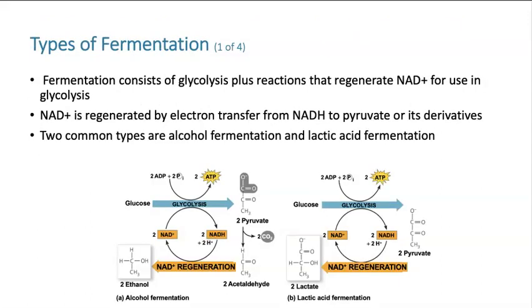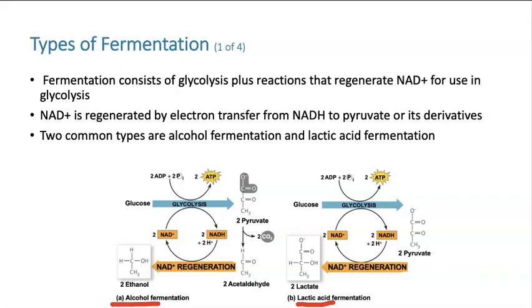So there are two main kinds of fermentation. There's alcohol fermentation, which we see right here, and there's lactic acid fermentation, which we see right here. Both names tell you what the final product is in their chemical process. Alcohol fermentation has alcohol as a byproduct, and lactic acid fermentation has lactic acid as a byproduct.